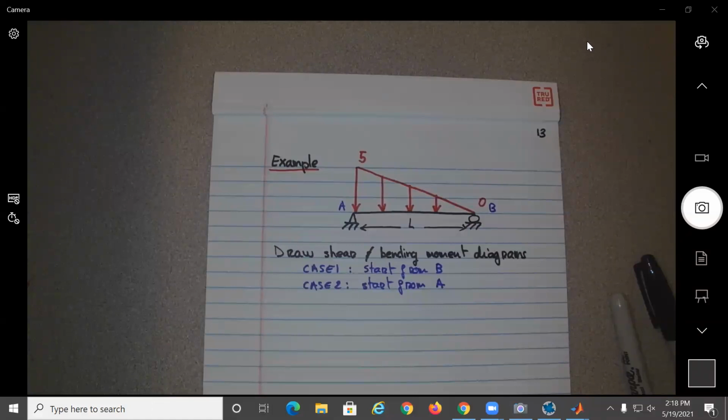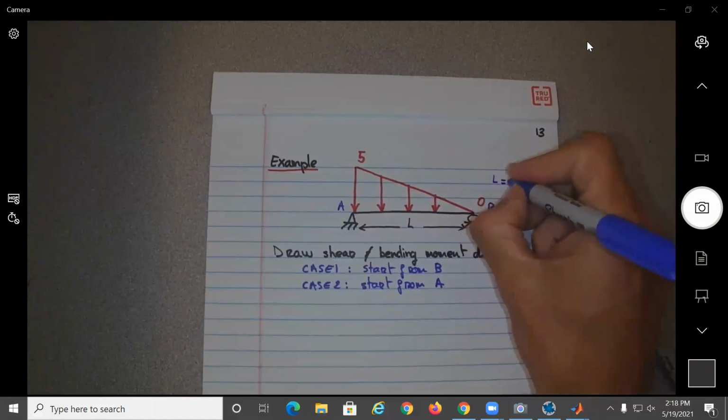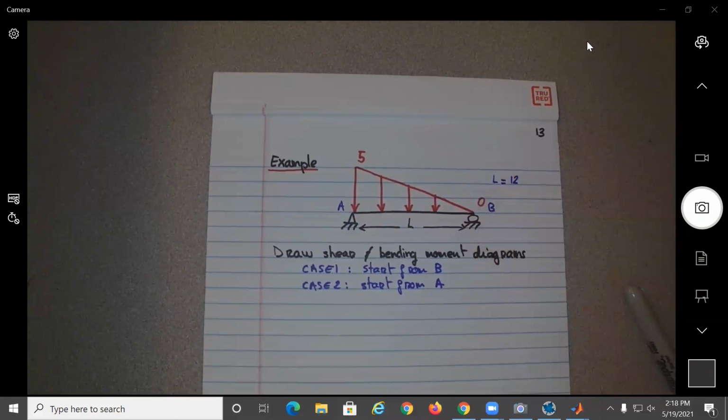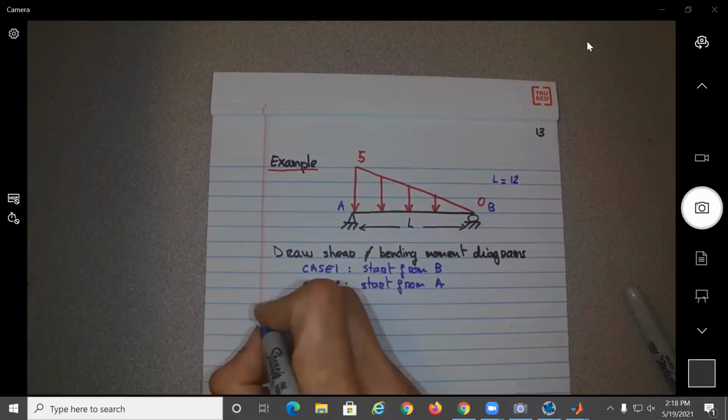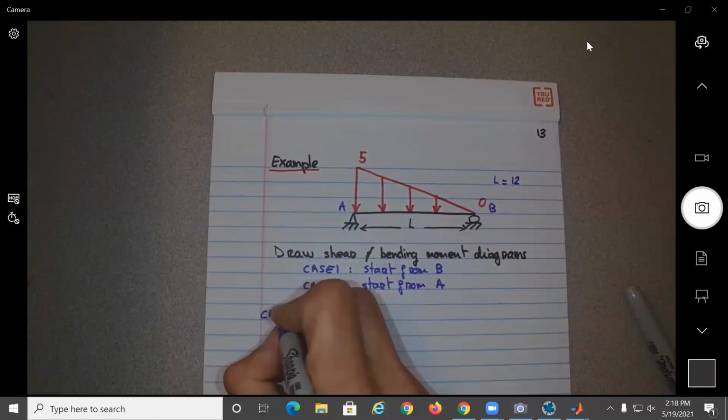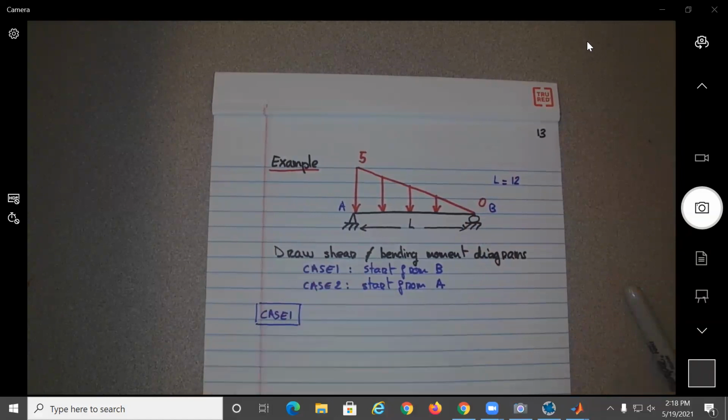Okay, and in this case, L equal to 12. Okay, so let's do case one. So again, I'm going to start skipping a lot of details, but if we start from case one, it means starting from B. What does that mean?